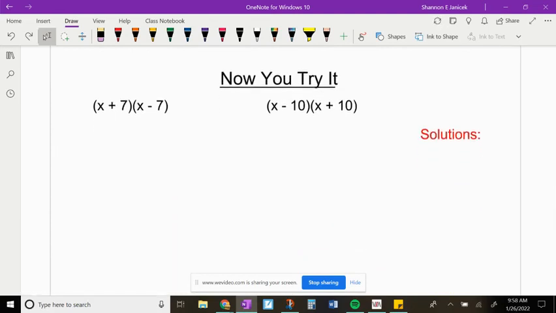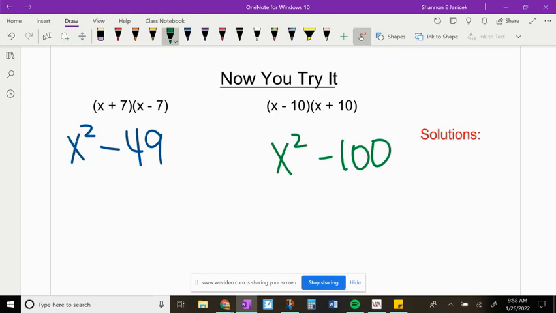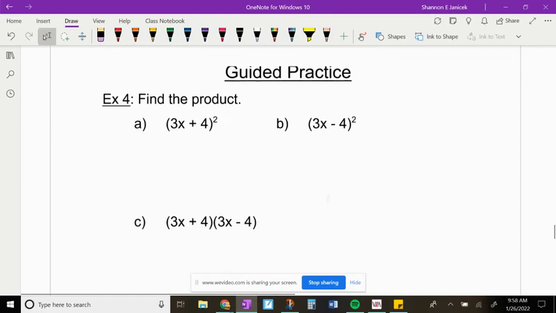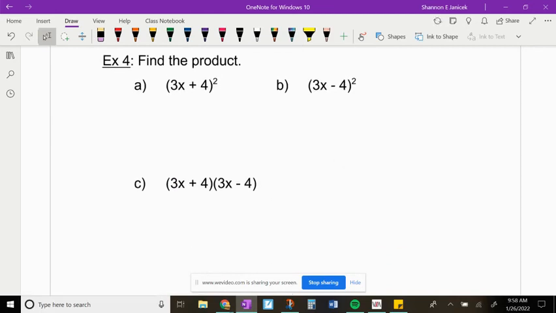So try these ones. Pause it. And you should get those. Difference of squares, difference of squares. So now if we add all those together, we got one of each type. So I would like you guys to try these before you do your homework. So press pause and then come back to double check.